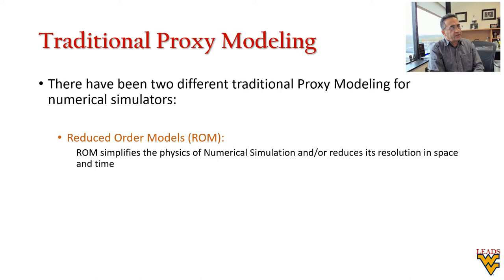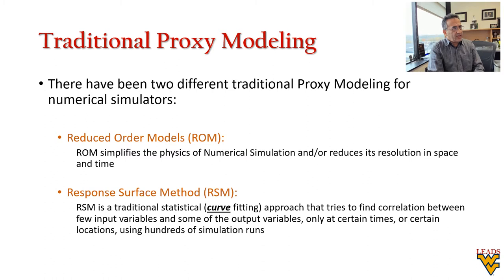One is called reduced order model, and the definition of a reduced order model is to simplify the physics of numerical simulation and or to reduce the resolution in space and time. The response surface method is the other traditional proxy modeling, which is a traditional statistical approach, a curve fitting approach, and it tries to find the correlation between some of the inputs and some of the output variables in a given numerical simulation. And it does it only at a certain time or certain location, and it uses hundreds of simulation runs. Smart proxy modeling is very different.